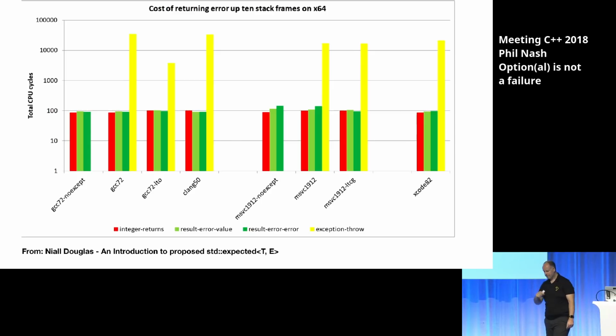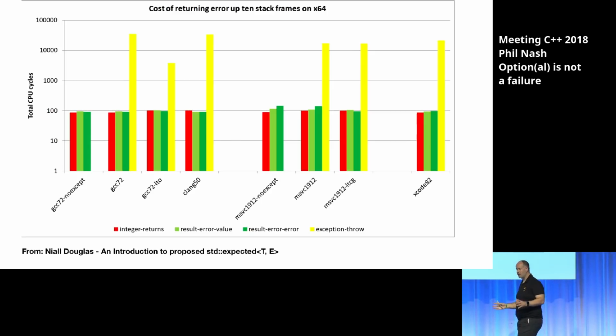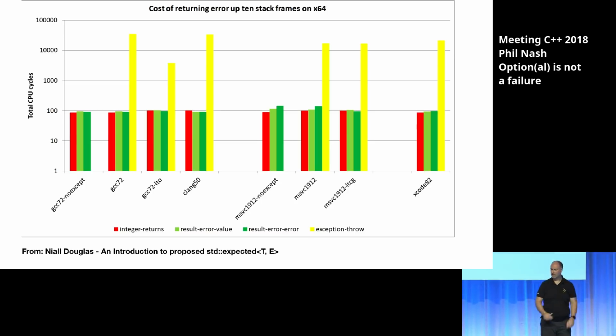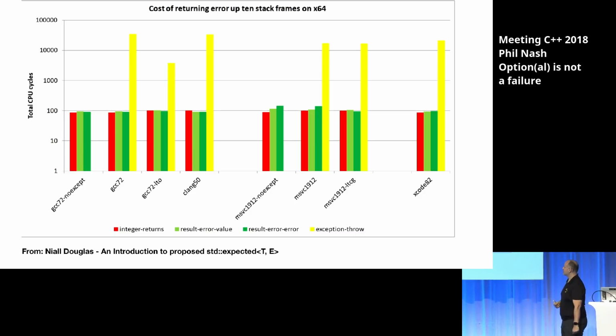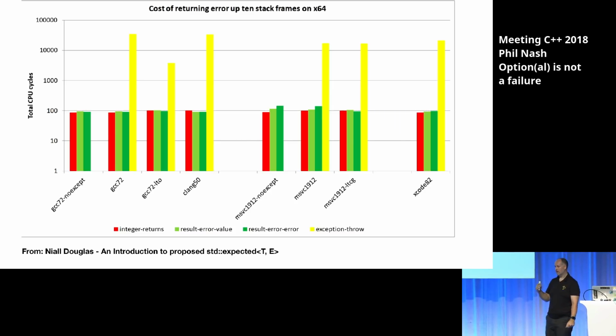Mention some numbers. We don't really have universally reliable figures. A lot of people are coming up with different benchmarks. I stole these ones from Niall Douglas, who did a talk here last year on proposed std::expected, which we'll talk a bit more about in a moment. These are his benchmarks. He freely admits they're not completely representative, but they do give us an indication of how bad things are. So this is the cost of returning an error up 10 stack frames on an x86 architecture, so there's a few assumptions built in.